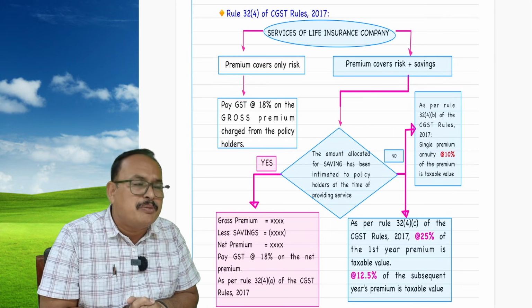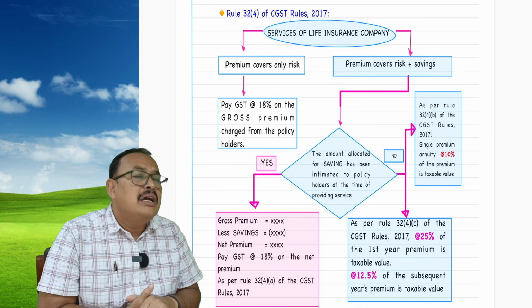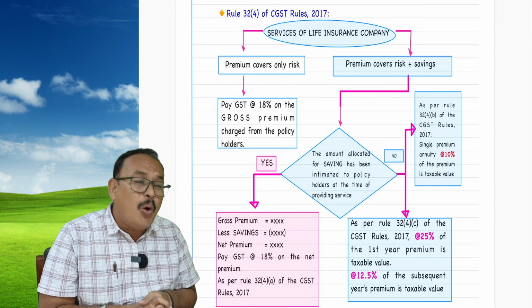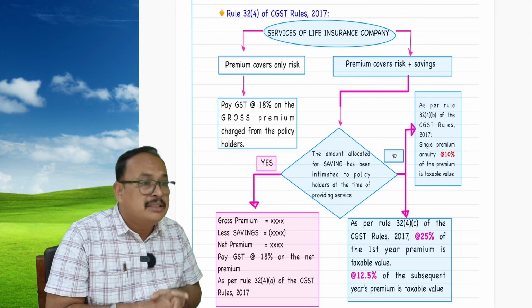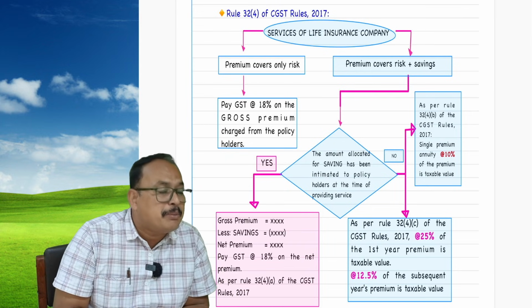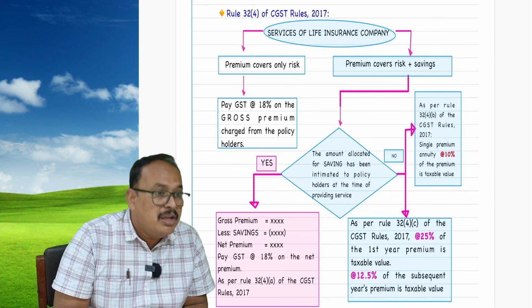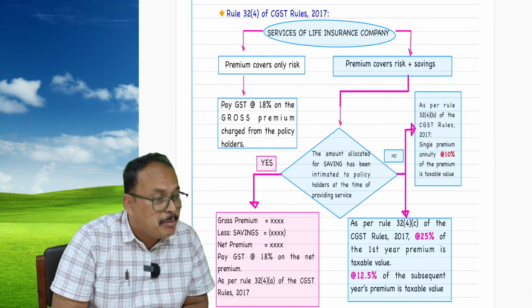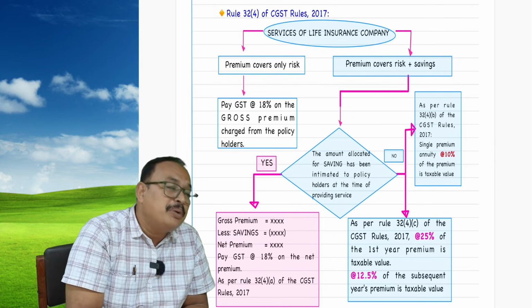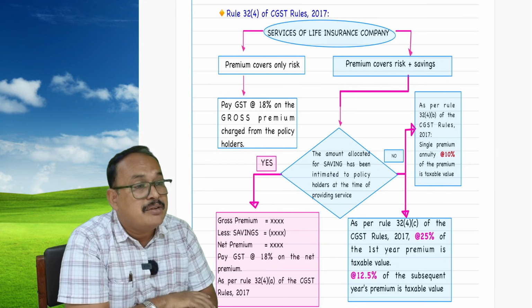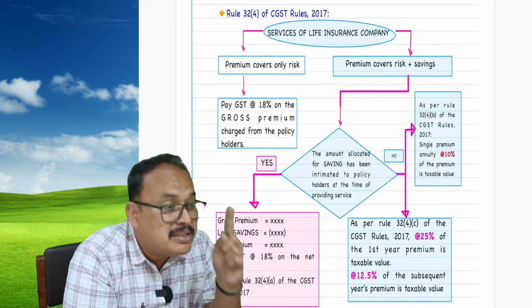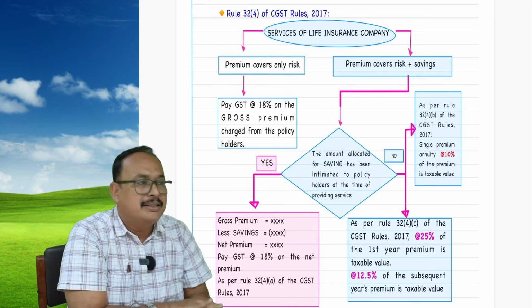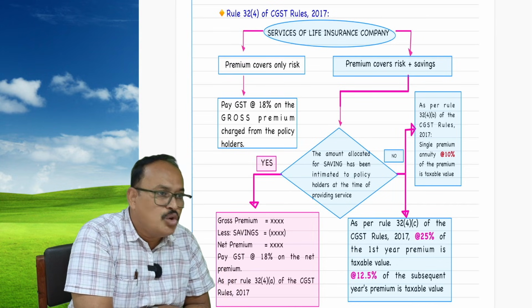Rule number 32, sub number 4 talks about an insurance company providing risk plus savings. If the exact saving is mentioned in the particular agreement, that amount will be deducted from the premium and the balance will be taxable. If not known, 25% of the premium is taxable supply for the first year premium. From the second year onwards, 12.5% of the premium is taxable supply. In the case of single annuity premium, 10% of the premium amount is taxable supply. Got my point, sir? Got it, sir?